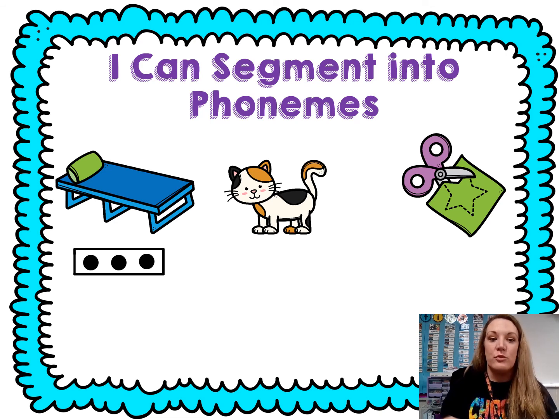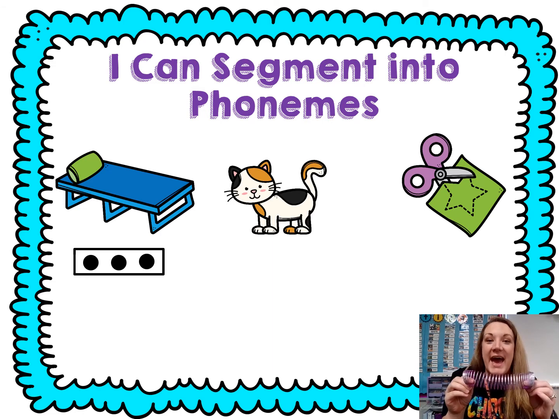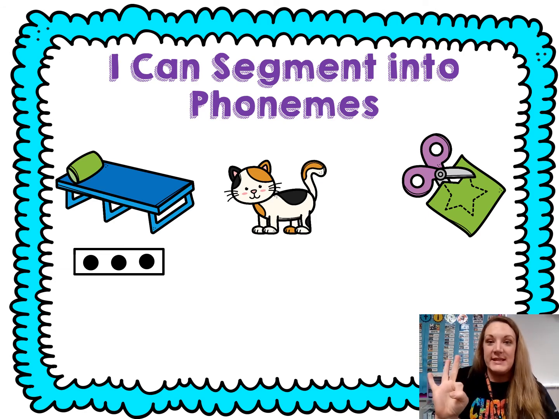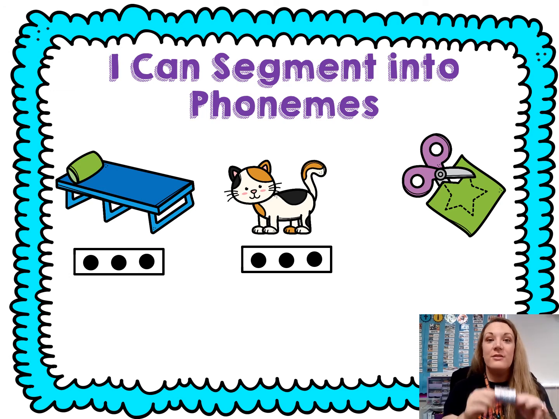So I'm going to have 3 counters or dots for each sound we heard. Let's stretch out cat. Ready? K, a, t. Count it. 3 sounds. Cut. Stretch cut. K, u, t. Count it. K, u, t. 3 sounds or phonemes.